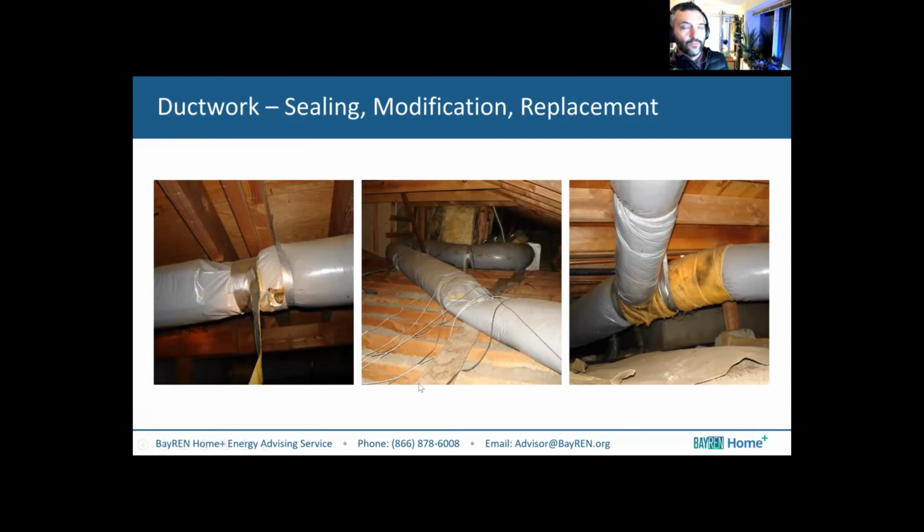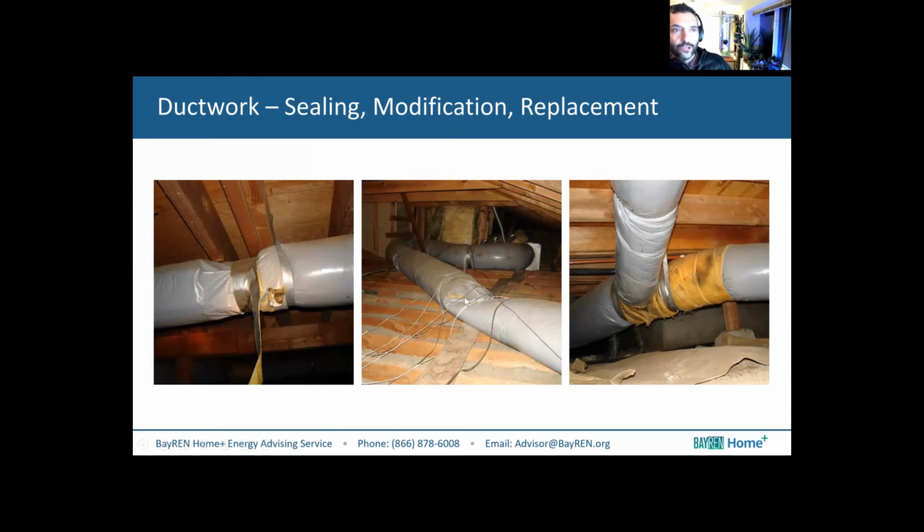Ductwork sealing, modifications, replacement. Any kind of weird leakage that's showing through is going to come through as dirty insulation. It's going to look like a dirty filter, like mildew, mold. That's typically from a leak occurring through that ductwork. And that's just a nice sign that you've got leakage that can be helped.